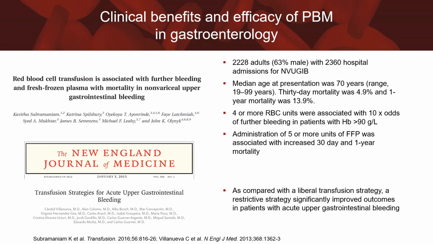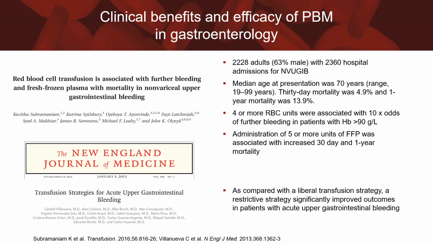Patients with upper gastrointestinal tract bleeding often have poor outcomes. More recently, there has been an interest in the role of patient blood management in managing these patients, specifically comparing liberal transfusion strategies with restrictive strategies. In a paper from the New England Journal of Medicine in 2013, a restrictive strategy was shown to have improved outcomes in patients with acute upper gastrointestinal tract bleeding.